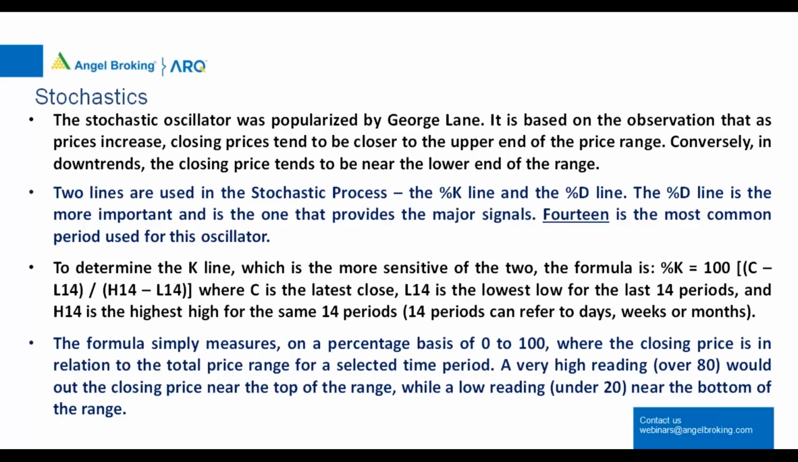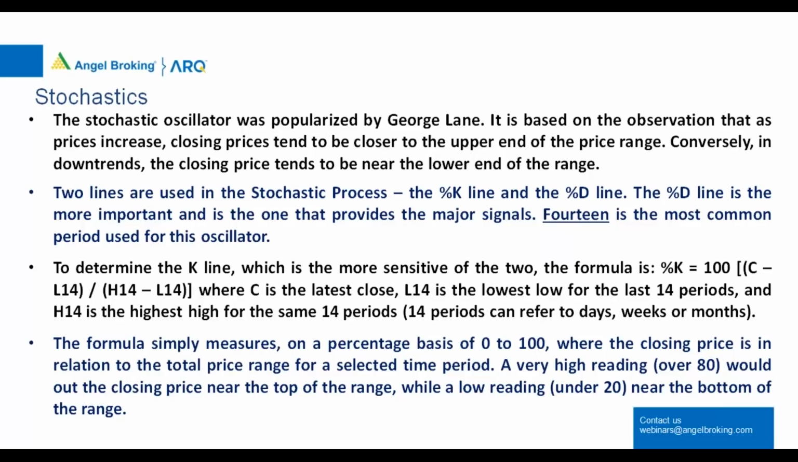So a stochastic having a very high reading, say over 80, would mean that the closing price is near the top of the range, while a low reading under 20 means near the bottom of the range. So that's something which you can look at.